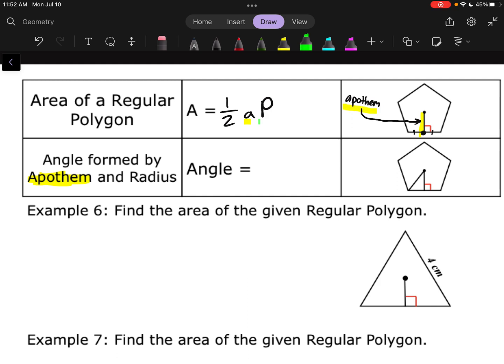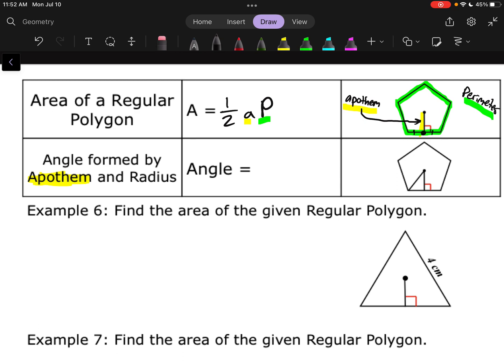Now, the P is the perimeter of the whole thing. Remember that the perimeter consists of congruent sides. All the sides are the same going around the entire thing, since this is a regular polygon. So you do 1/2 times the apothem times the perimeter. That's going to be our formula.